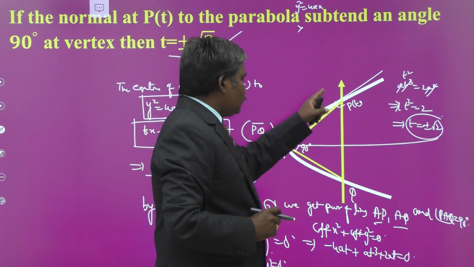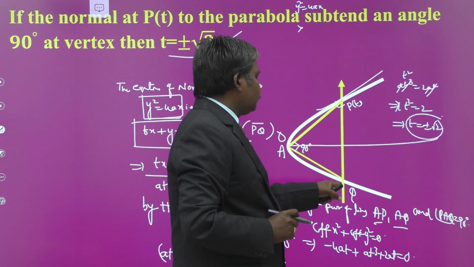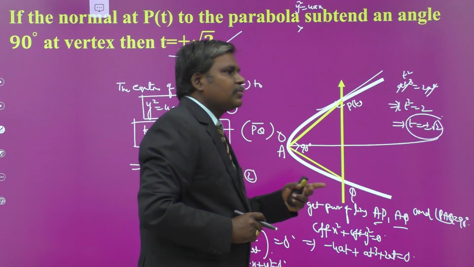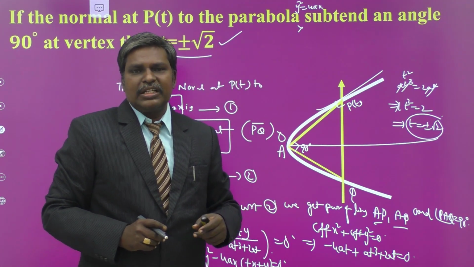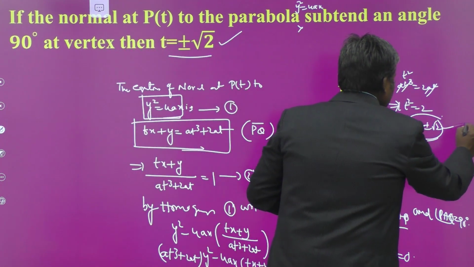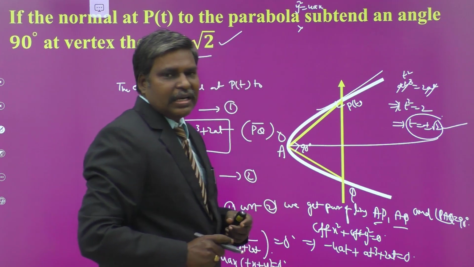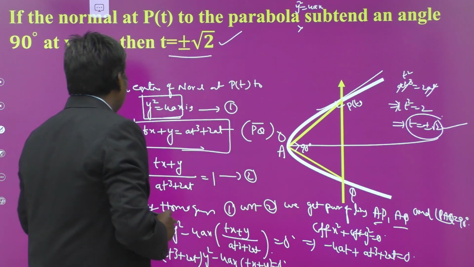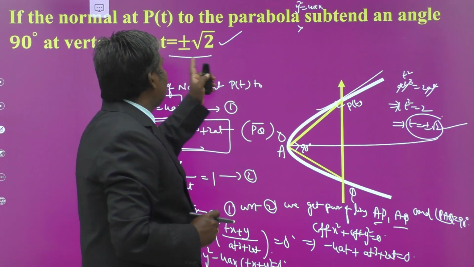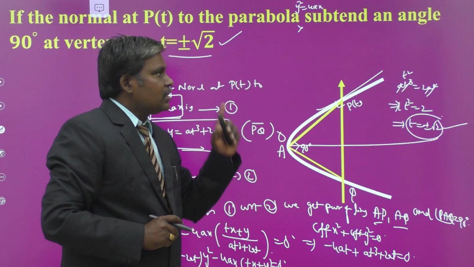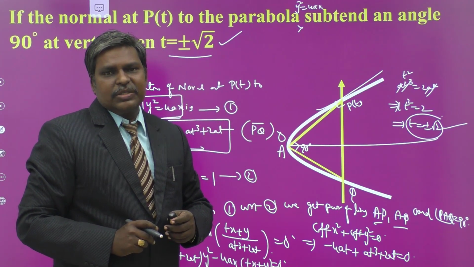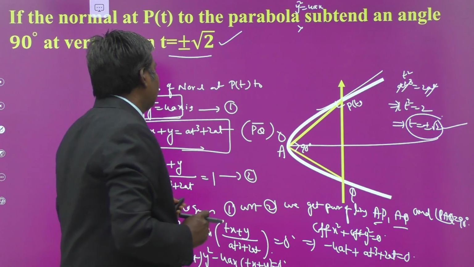Or otherwise, you find the other extremity of the normal and find the slope of AP and the slope of AQ. If you show that the product of slopes is minus 1, then also your job is over. So, in this manner we can crack this one. The value of T is plus or minus root 2, my dears. So, what is the result here? If the normal at P of T to the parabola y square equal to 4ax subtends 90 degrees at the vertex, then the value of T is plus or minus root 2.